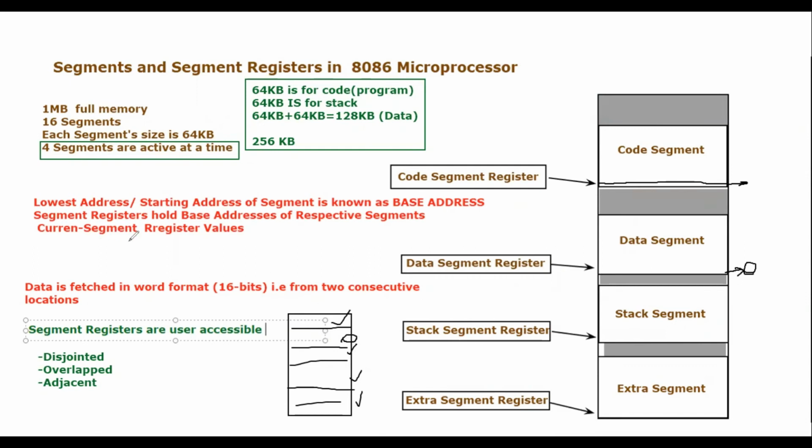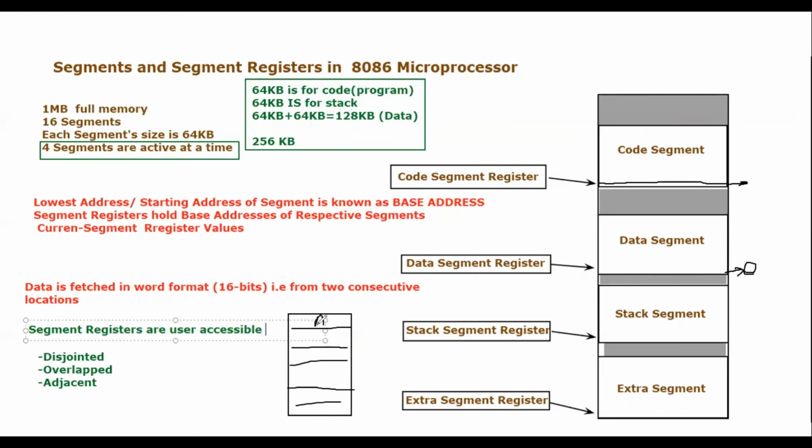Basically, you need to change these values: code segment register value, data segment register value, stack segment register value, and extra segment register value. That is why these are user accessible. You change these values, which means you are changing the segment. For example, if this portion was selected as code segment, the address of this segment will be stored in the code segment register. You can actually change it. Let me give you another example.